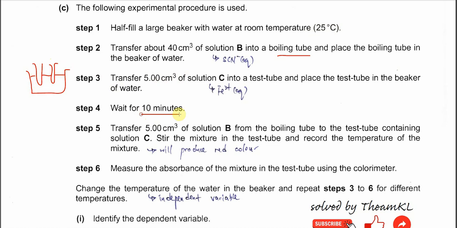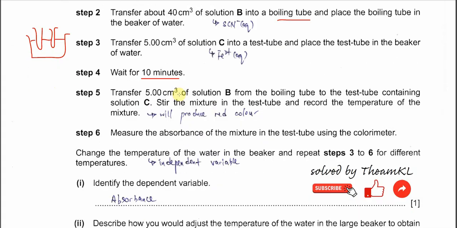Wait for 10 minutes. Why do we want to wait for 10 minutes? We want the mixture inside the boiling tube and test tube to reach thermal equilibrium with the water bath, meaning the same temperature as the water bath. Step 5. Transfer 5 cm³ of solution B from the boiling tube to the test tube containing C. Stir the mixture in the test tube and record the temperature of the mixture.